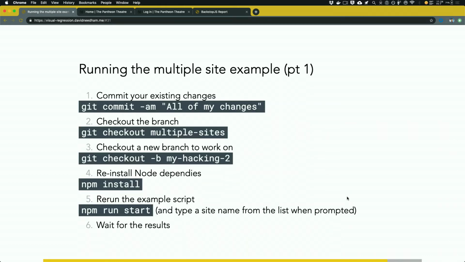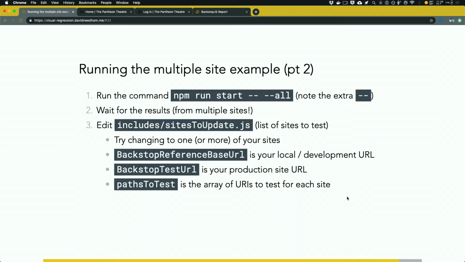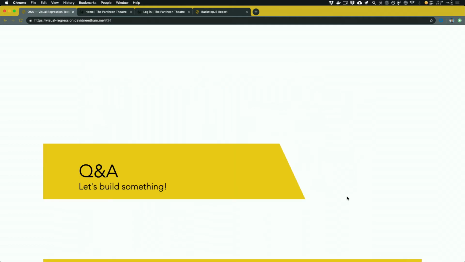The examples include the first one, which is just a site, and you run it and it's done. And then there's a multiple site example where you run it and it asks you which of these 3 or 4 sites you would like to test. You choose the one you want and then it goes and tests it. And then you can run all of them if you want. But cool. So any questions?